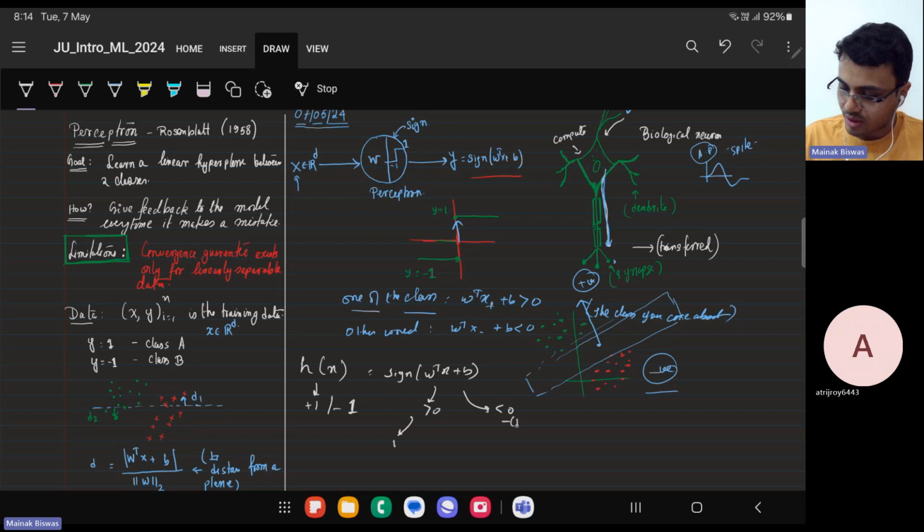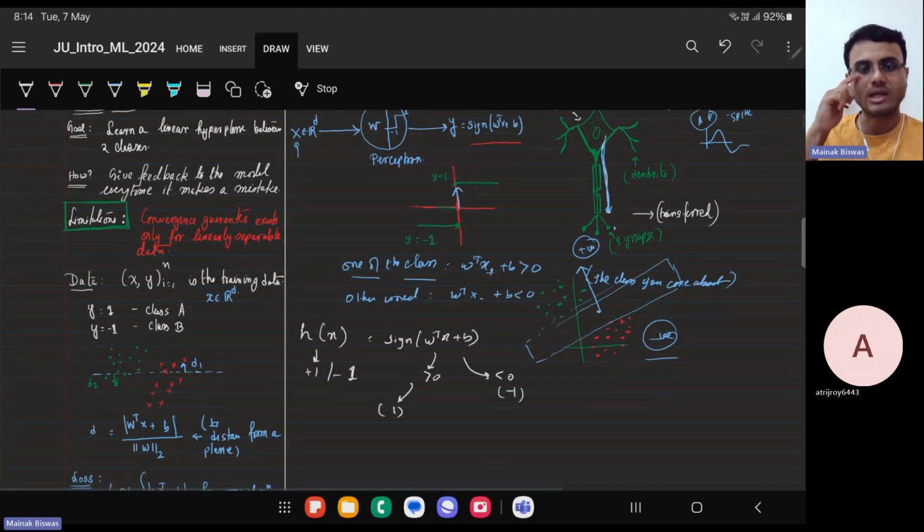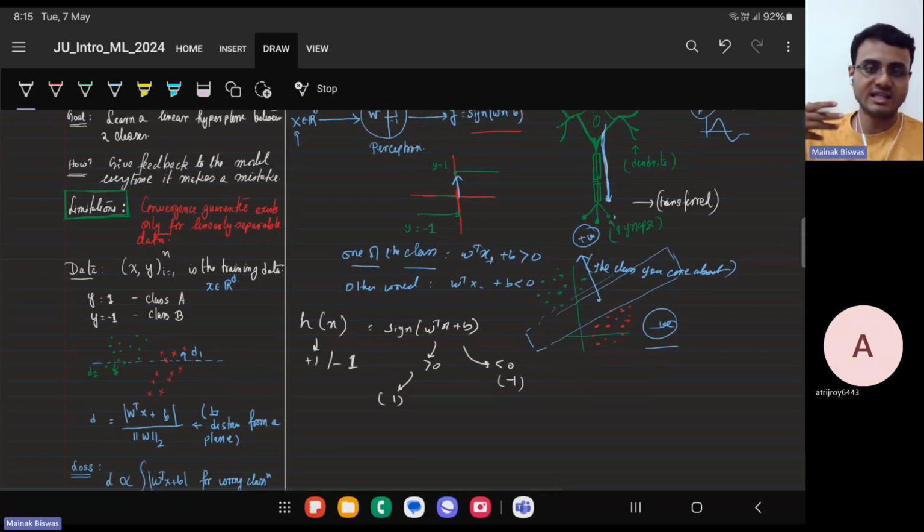If in any case you do not follow, please interrupt me. One is +1 and another one is -1. And this W is the design parameter. For the time being, let's do that a little bit later. So this is your model, sign of W transpose X plus B. But then how do you learn the model is the question, right? So you have to give some loss. We have seen that we have to give some loss to the model to be able to learn, so that we get the desired properties.